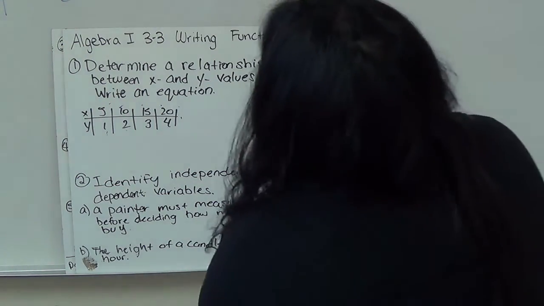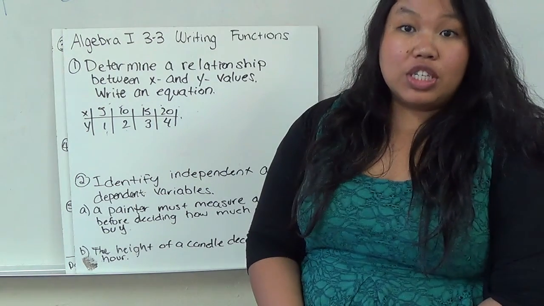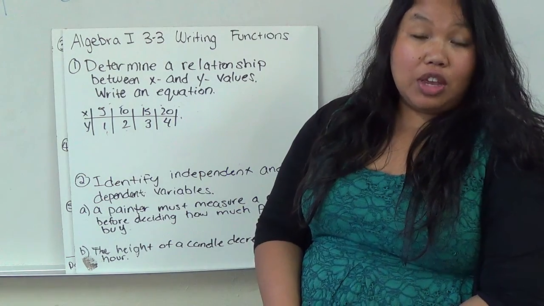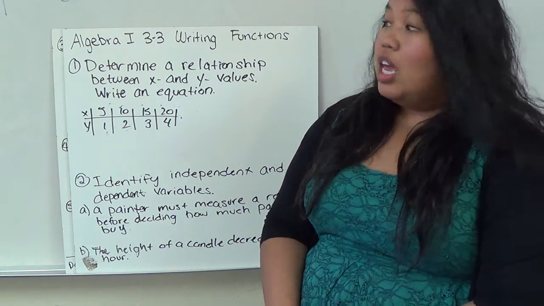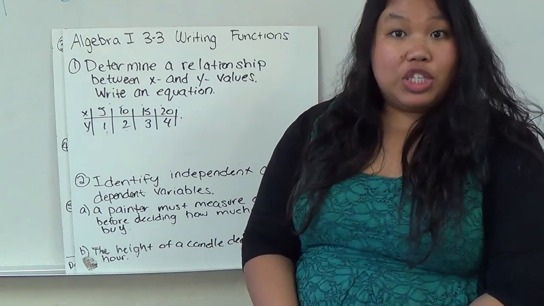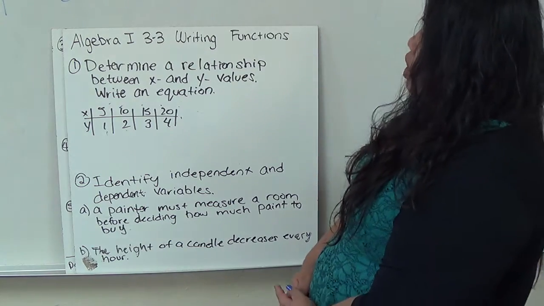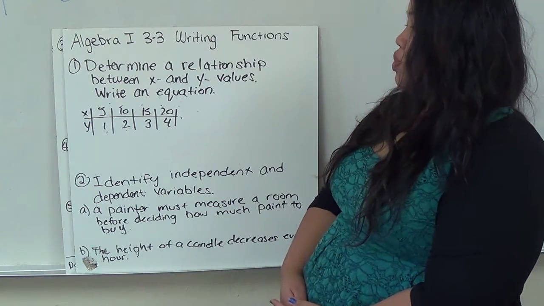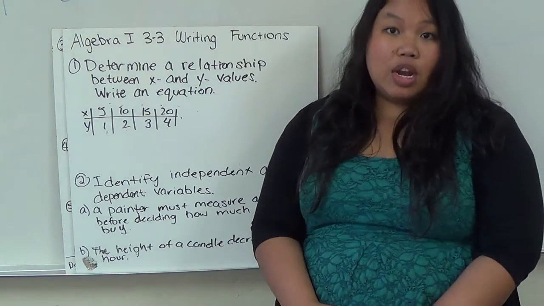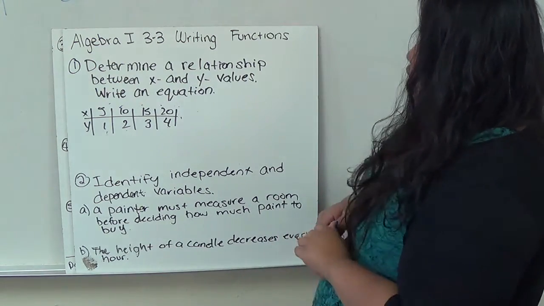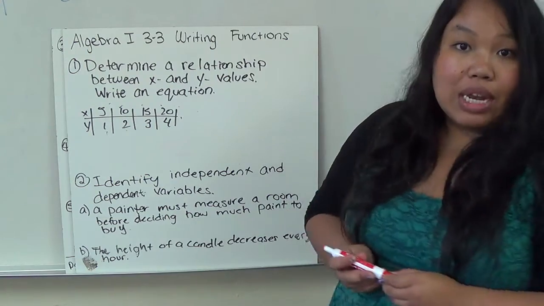In Algebra 1, Section 3.3, we're dealing with writing functions. So we're going to be relating two sets of data, but now we're going to be looking for specific functions in order for us to be able to predict more values. Okay? So the first one is asking us to determine a relationship between x and y values and to write an equation. So basically, we have to identify the pattern of x and pattern of y and somehow connect them.